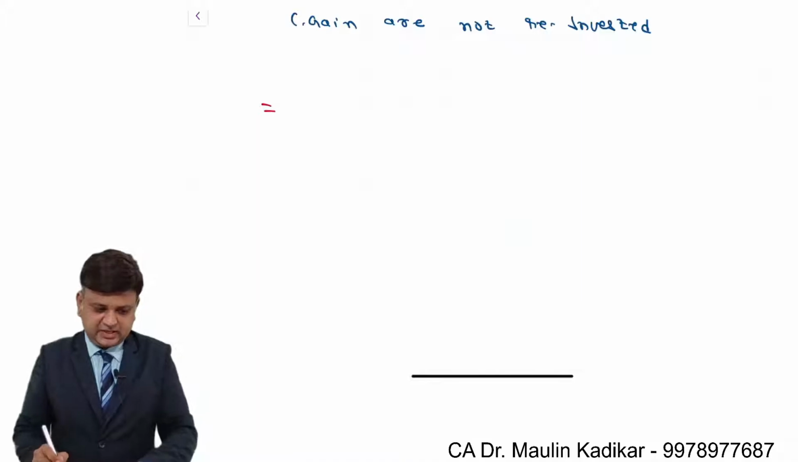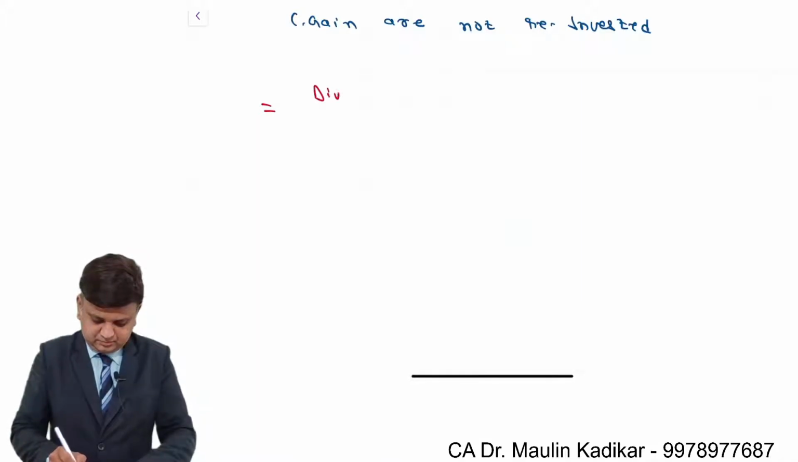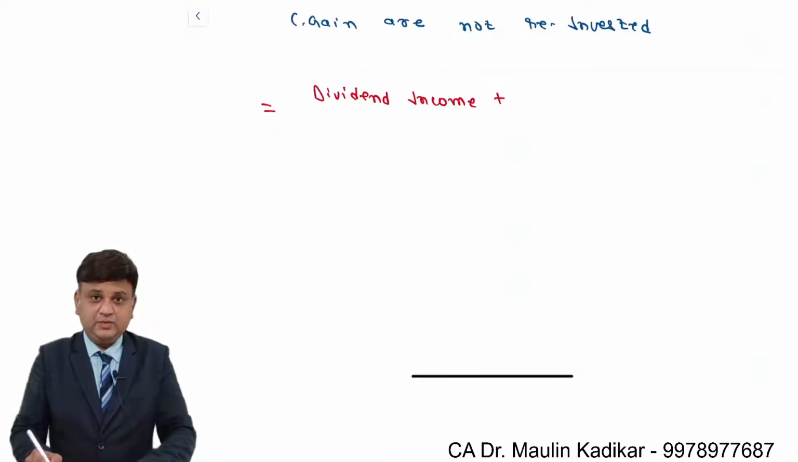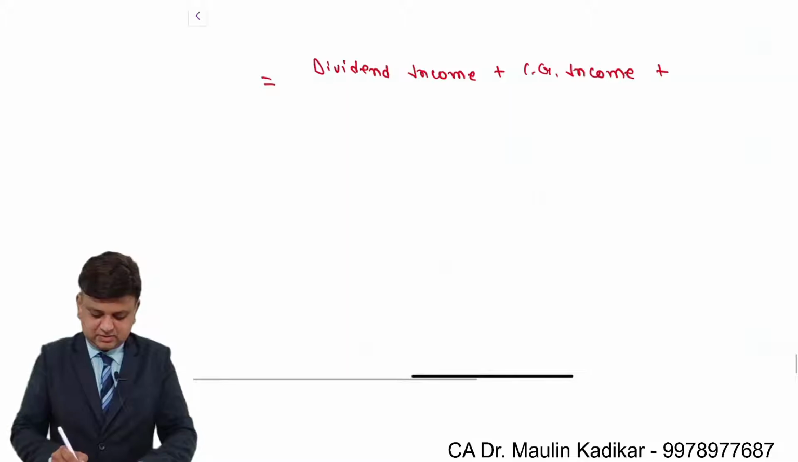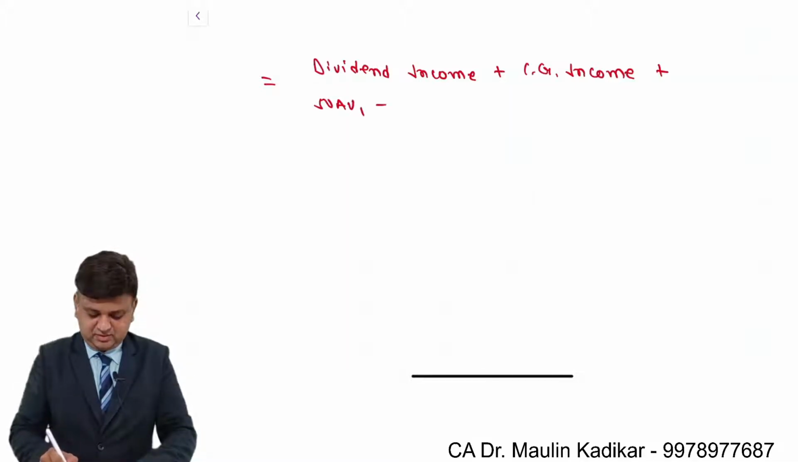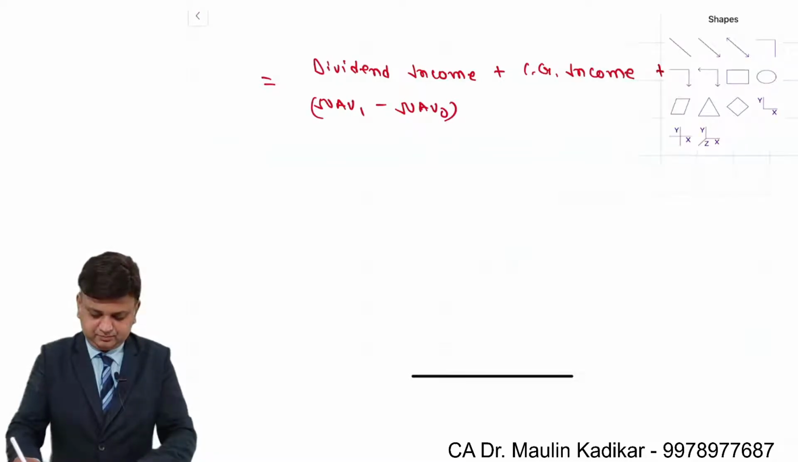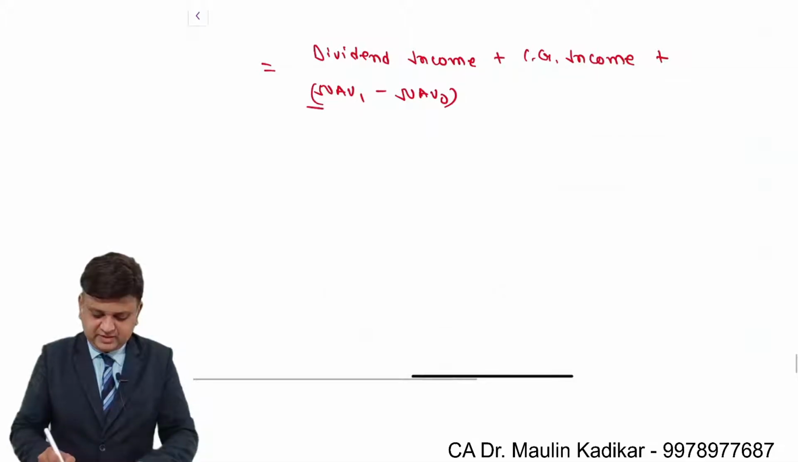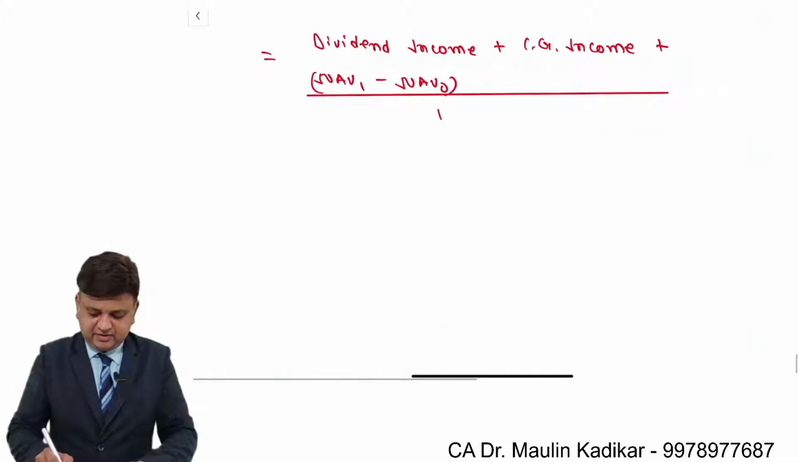So over here we understand: dividend income plus capital gain income plus NAV 1 minus NAV 0, whole divided by NAV 0, into 100.